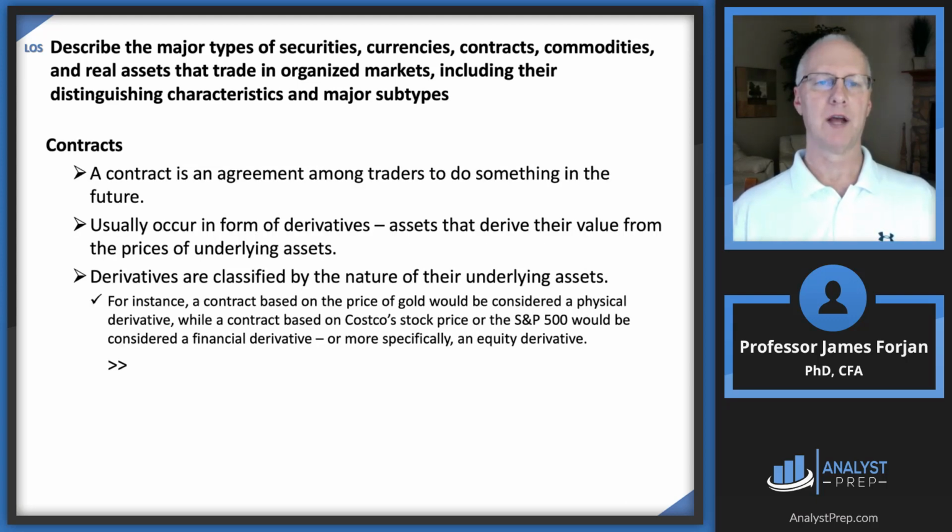How about contracts? A contract is an agreement among traders to do something in the future. And this is pretty much characterized in the derivative market. So what did we talk about earlier? Futures contracts and option contracts and swap contracts. Good examples include a contract based on the price of gold, which would be considered a physical derivative. So what we could do is say, hey, I agree to buy gold from you at $1,500 per troy ounce.